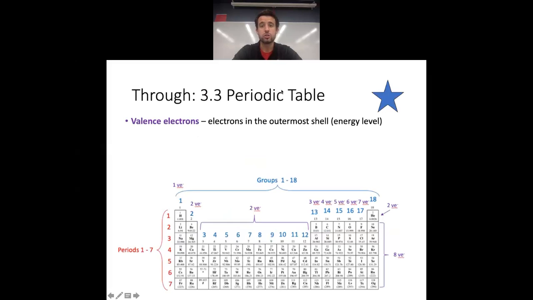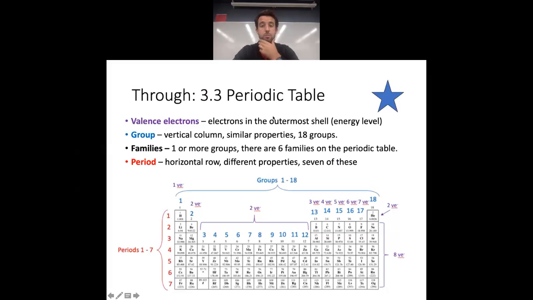Now, here's the four terms I need you guys to have written down in your notes. The four terms are valence electrons, group, families, and period. A group is a column. A family is part of a group or a whole group or multiple groups, multiple columns. And a period is a row. Pretty much everything here, these definitions are all important to write down. So I would have those written down.